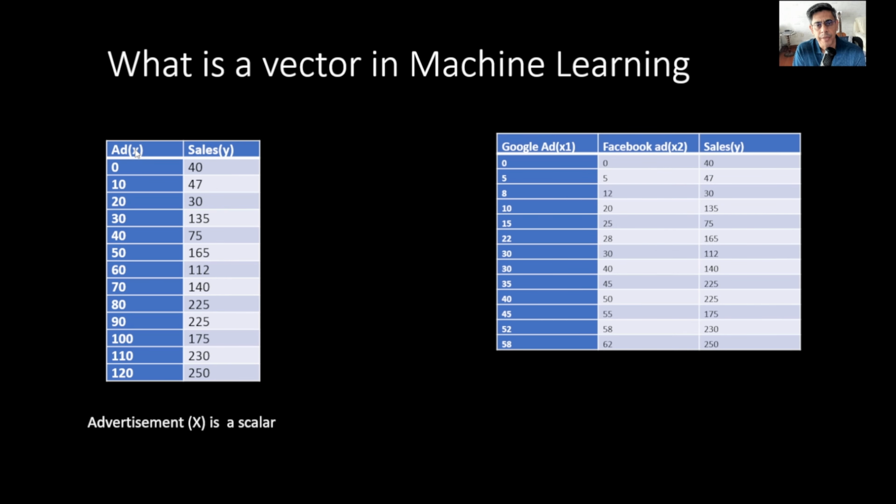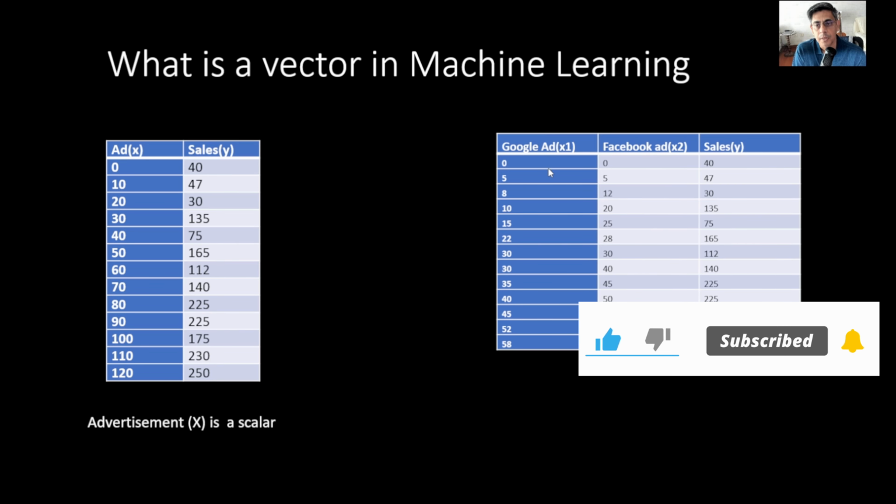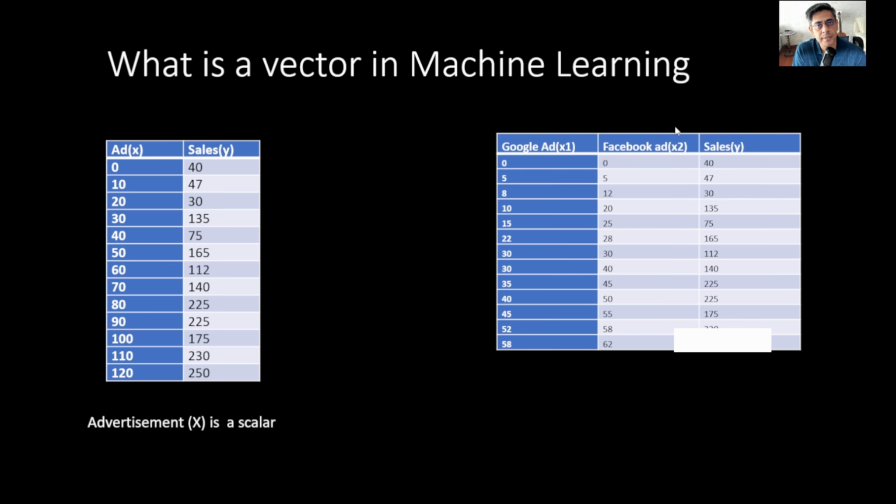But when X is coming from two entities, for example, if X is advertisement, then the total advertisement is partly coming from the Google advertisement and Facebook advertisement. Then the advertisement as an entity has two components, right? One is Google, another is Facebook. Advertisement is no more a scalar, it's a vector.